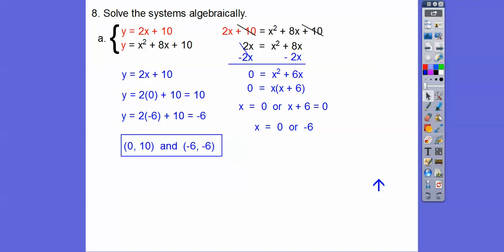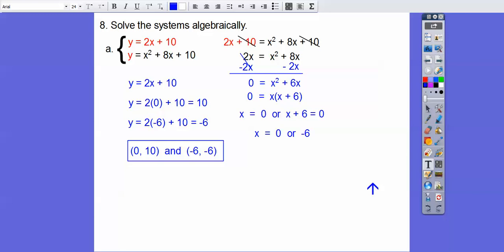Let's see, did I get that right? I didn't, did I? -12 plus 10 is -2. Sorry, I was thinking of that when I was saying that. So this should be -2.